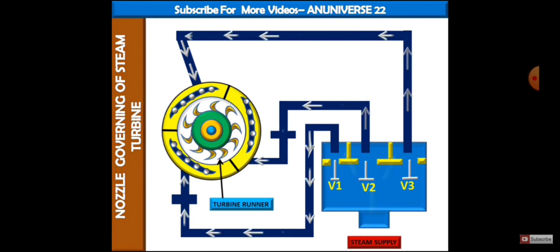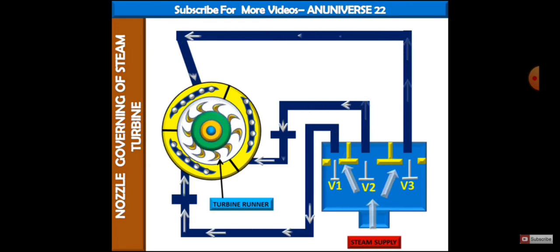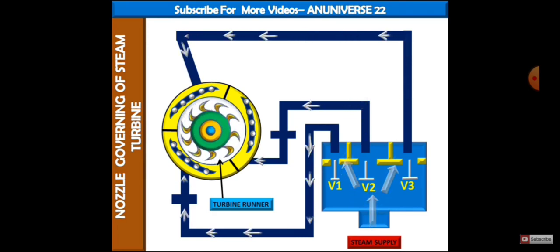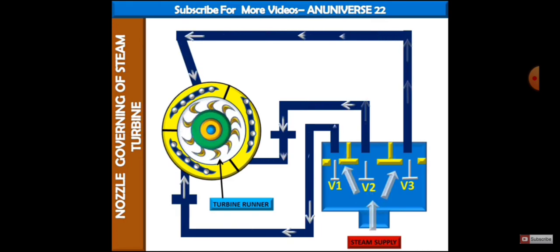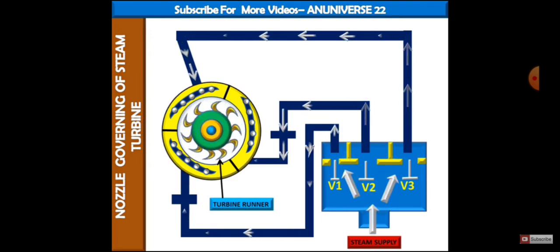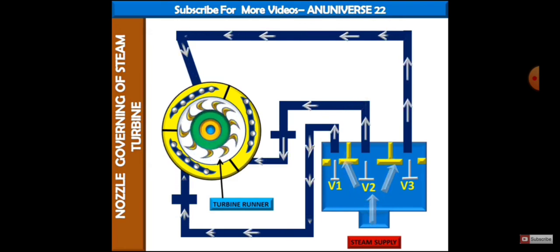When steam is passing through the set of nozzles, the turbine runner starts to rotate. According to the load, the valve arrangement can be adjusted. Due to adjustment of the valves V1, V2 and V3, the supply of steam through the set of nozzles N1, N2 and N3 can be controlled, and the speed of the turbine can be controlled according to the load. So this is different from throttle governing.